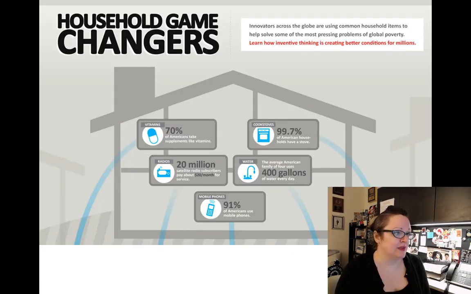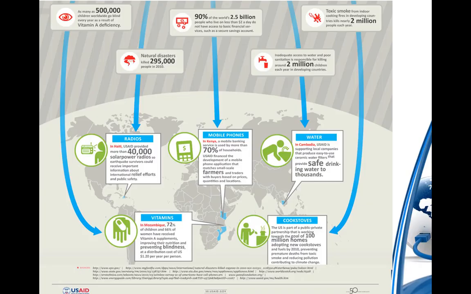When we talk about household game changers, there are some items that are probably present in either the home you grew up in or your home now that are game changers in that they are common items that would solve some of the most pressing problems of global poverty. Again, going back to some of these deficiencies. These game changers are radios, vitamins, mobile phones, clean water, and cook stoves. Things just like having a stove versus an open fire, or having vitamins, can contribute to some of the major health disparities that we see globally.